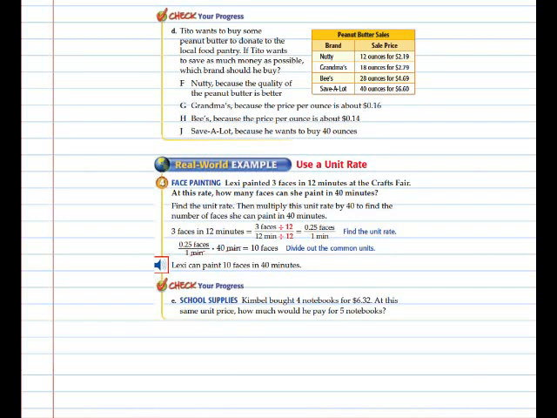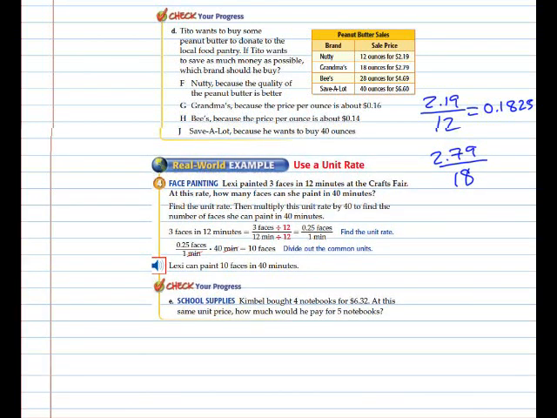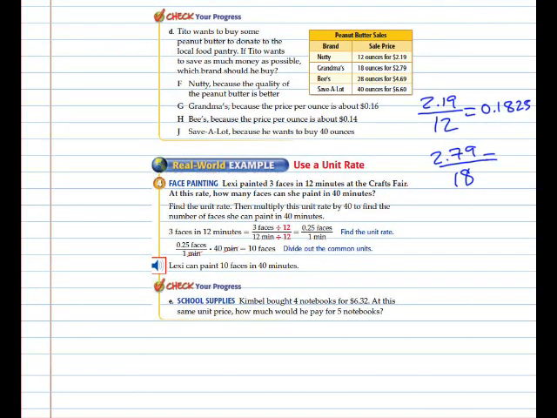Tito wants to buy some peanut butter to donate to the local food pantry. If he wants to save as much money as possible, which brand should he buy? Well, we're going to do $2.19 divided by 12. If we use our calculator for that, we get about 18 cents per ounce. We do 279 divided by 18. Again, using our calculator for that, 279 divided by 18 gives us a price per ounce of about 15.5 cents.